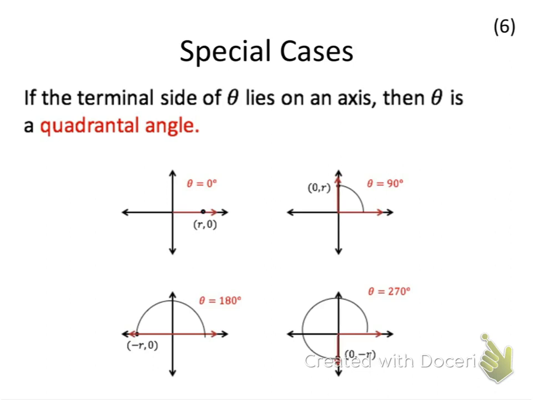All right, now we have some special cases. So if the terminal side of theta lies on an axis, so an x or y axis, then theta is a quadrantal angle. So our 4 examples below are at 0 degrees, 90 degrees, 180 degrees, and 270 degrees. All right, you guys can pause the video to be able to draw your 4 examples of the angles, and then go ahead and continue on. Something important when we are going to be evaluating these, we're going to use the unit circle, r equals 1, for these guys.